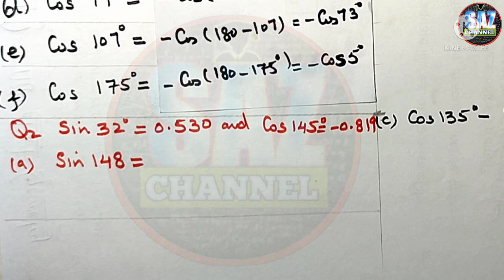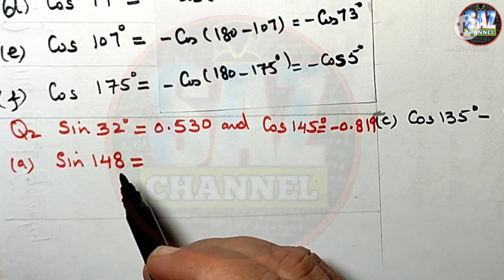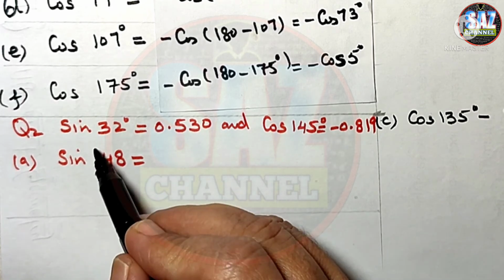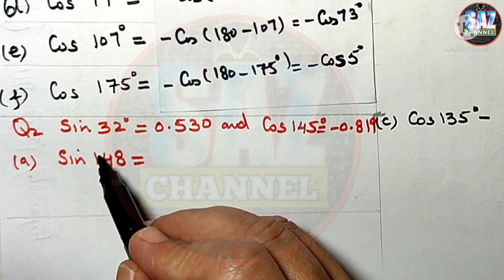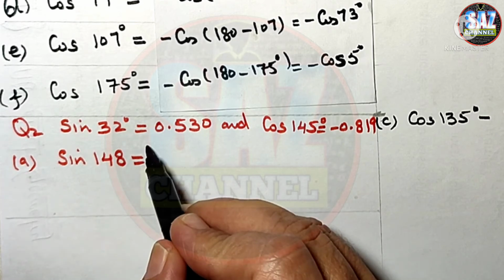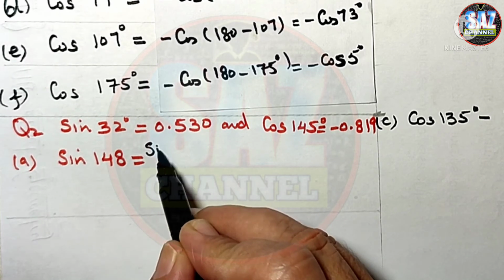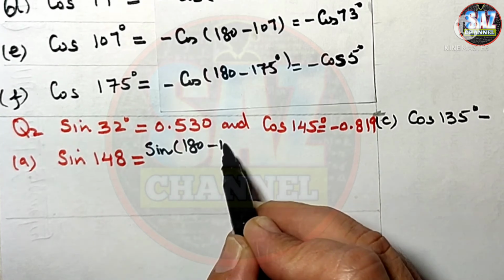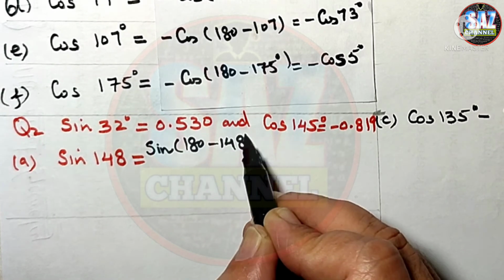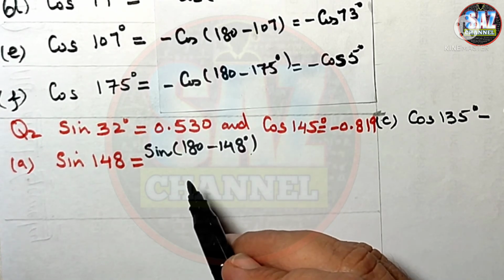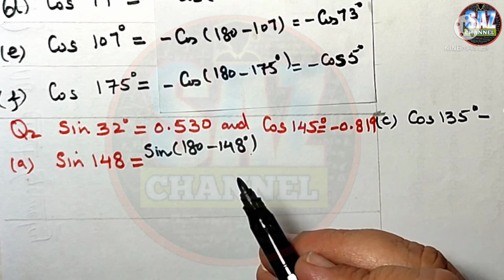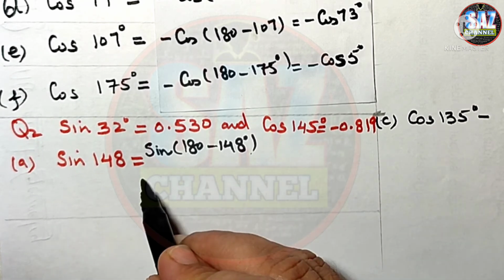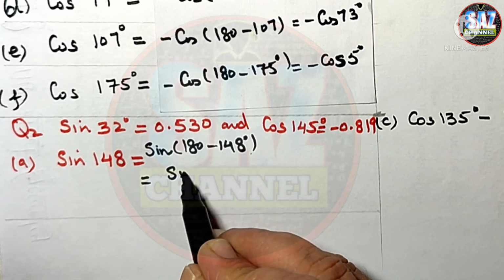So please let's begin with the A part, sine 148 degrees. First of all, I have to express it in the form of the sine of an acute angle, and for that purpose we will be doing sine of 180 minus 148 degrees, and this will give me sine 32 degrees.